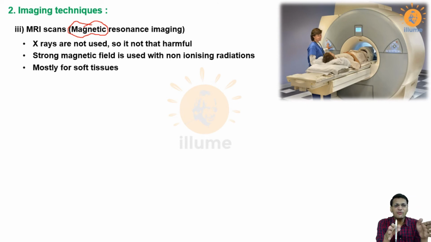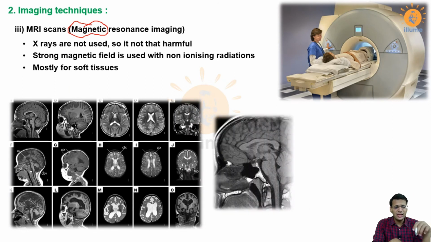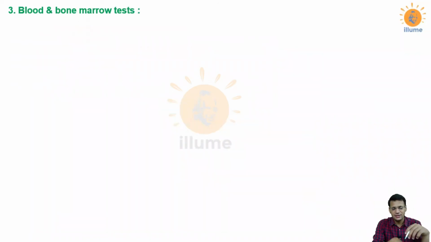So just remember one thing, MRI scans are used for soft tissues and CAT scans are used for hard tissues. You can see multiple MRI images in this picture and in the other picture. The next is blood test or bone marrow test.